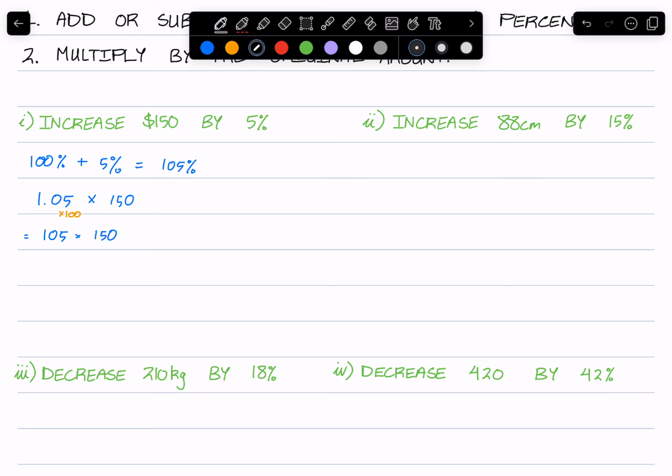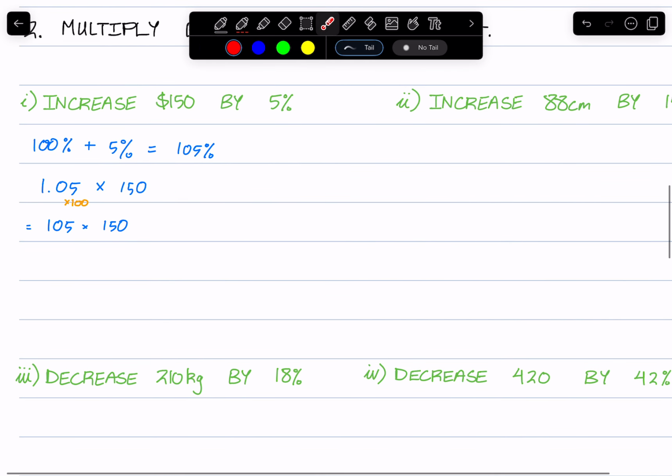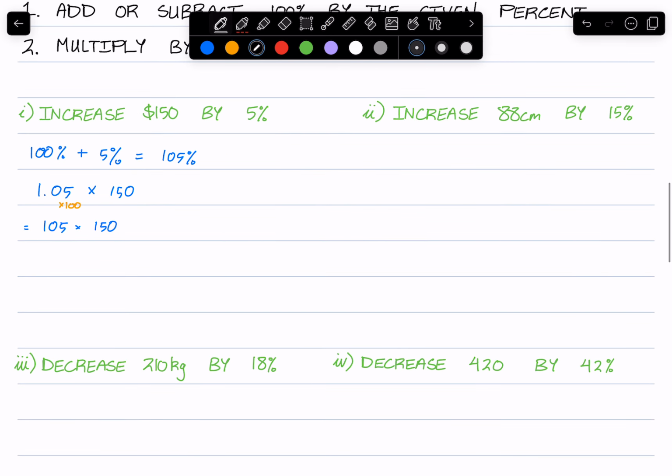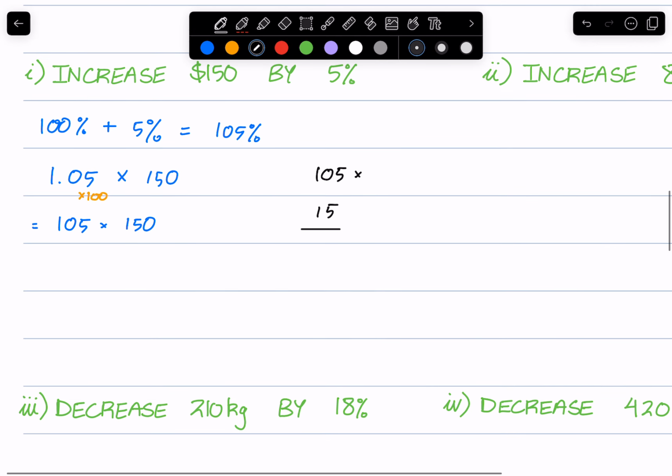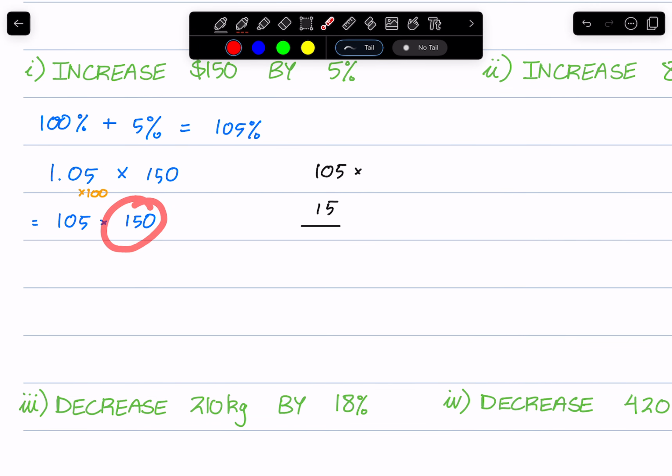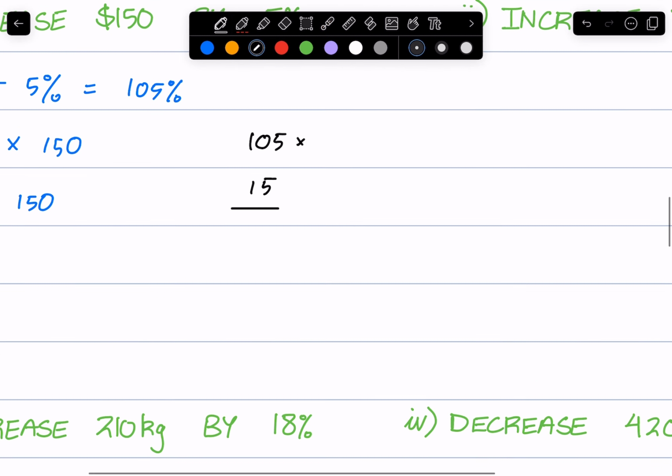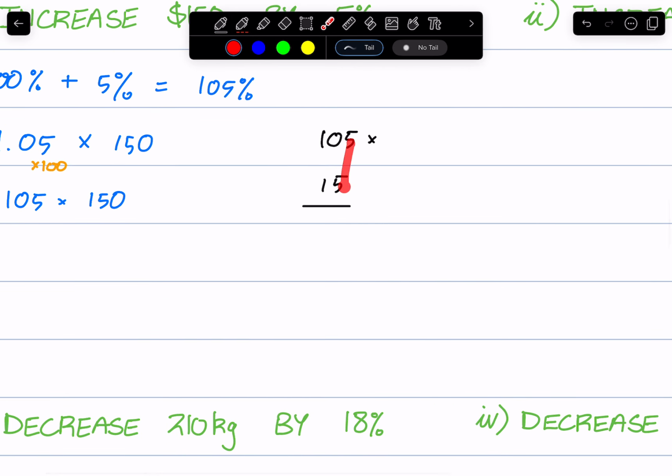We can calculate this by doing the column multiplication. Now for this, I'm going to make it a little bit easier. Instead of 150, I'm going to multiply this by 15. So it's going to be 105 times 15. And then because it's 150, I'm just going to multiply it by 10 by adding another 0 at the end of this. So multiplying this now, column multiplication, 5 times 5 is 25.